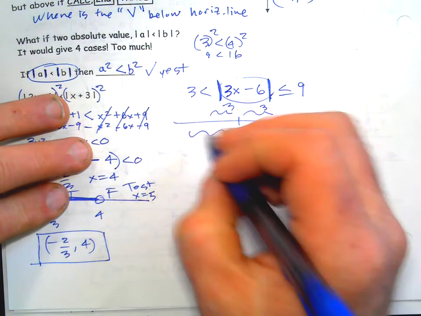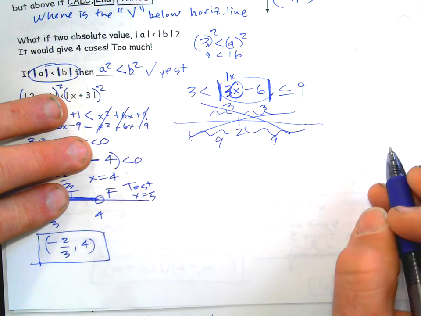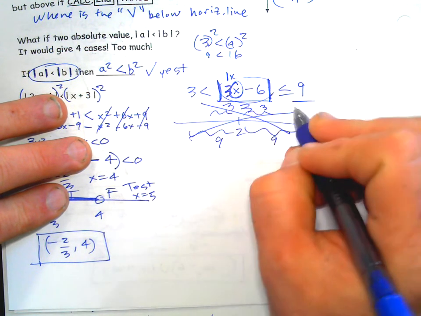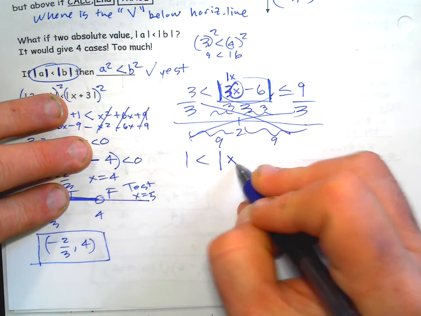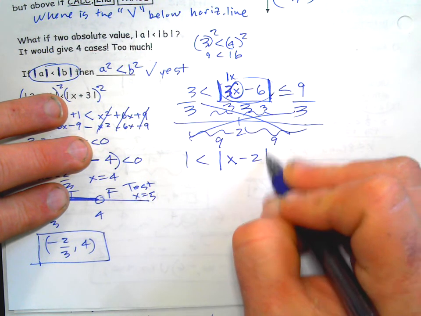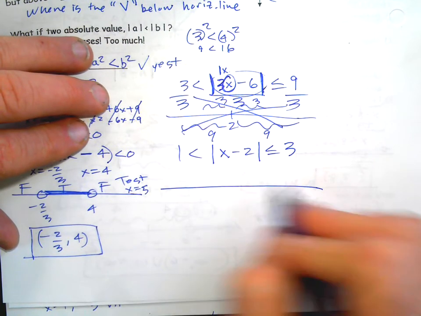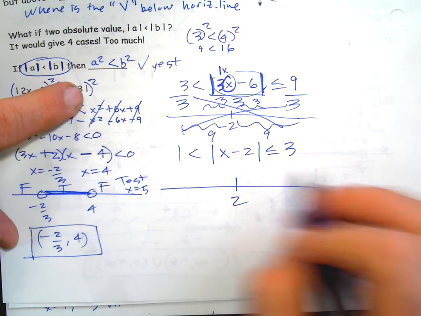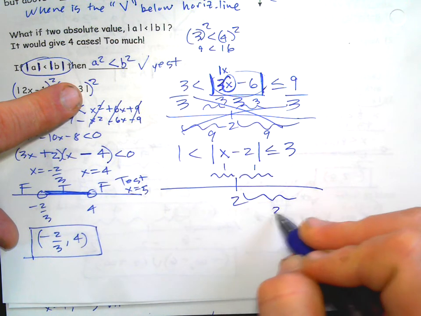What you got to do first is you got to get this to a 1x. Okay, so you got to divide everything by 3. Now, you're not getting rid of the absolute values. You're just changing the coefficient of x on the inside to a 1. Now, you got to divide everything. Okay? Now, you can easily see the center is 2. And now you're going to go away 1 in each direction and 3 in each direction.